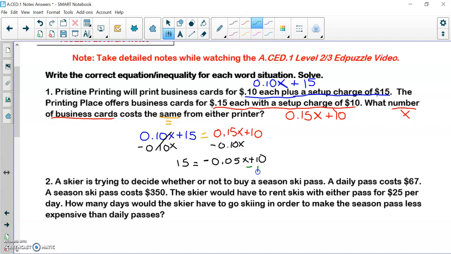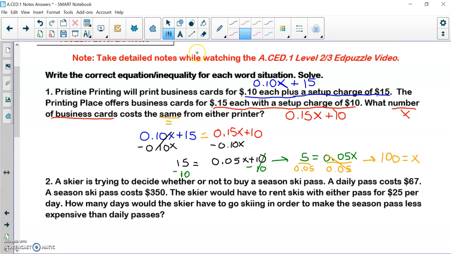And now I'm going to subtract 10 from both sides, and I wind up with 5 is equal to, it shouldn't be a negative 0.05, it should just be a positive 0.05X. And then now I'm going to divide by 0.05 on both sides. And 5 divided by 0.05 is 100.